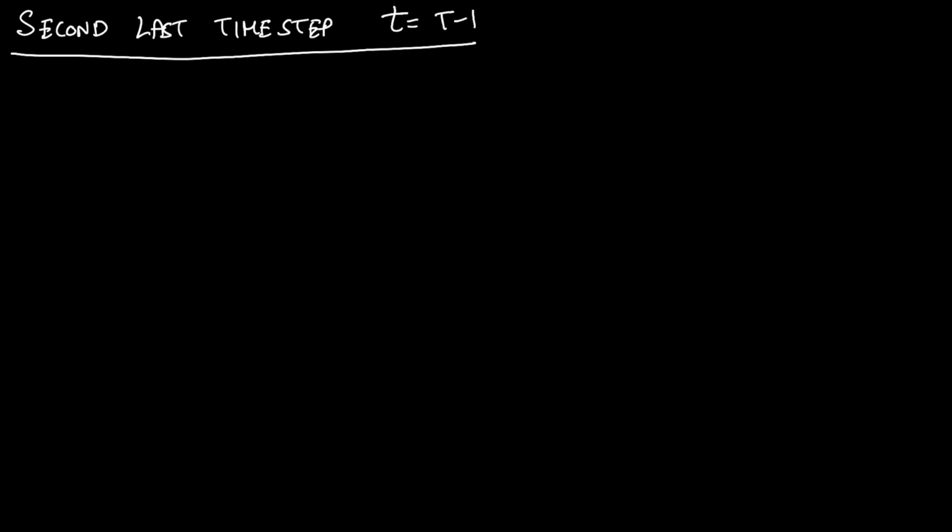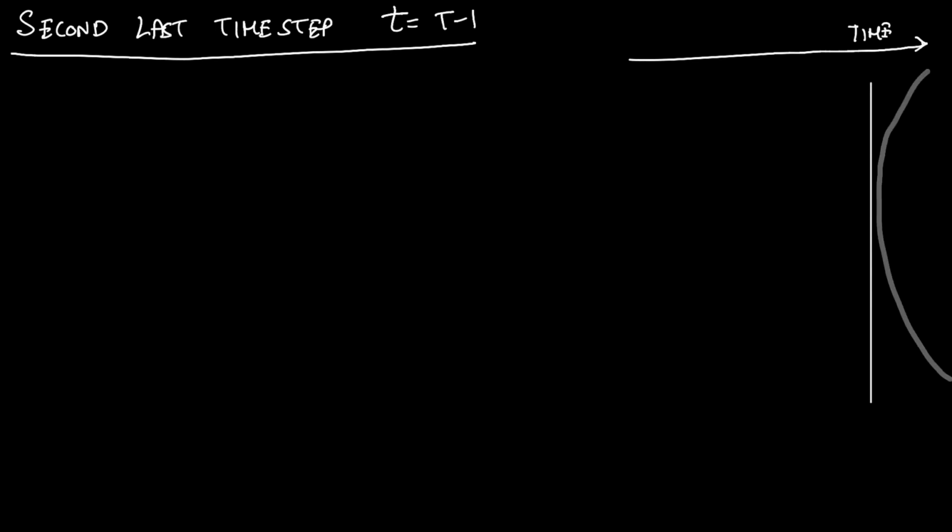Now for the interesting bit. Let's look at time step t minus 1. Once again, we have to compute values for all the dots on this slice of time. Recall that at time step t, the value is a quadratic.